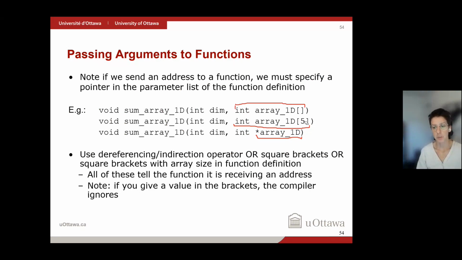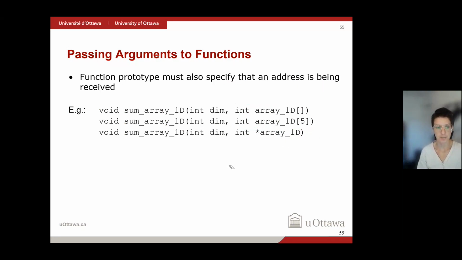So you can put a value in there if you want to, just for yourself, but just know that the computer is ignoring this number. So the function prototype has to also specify that an address is being received in the same way. So just note, function definition and the function prototype need to indicate that this is an address, it's a pointer coming to the function.